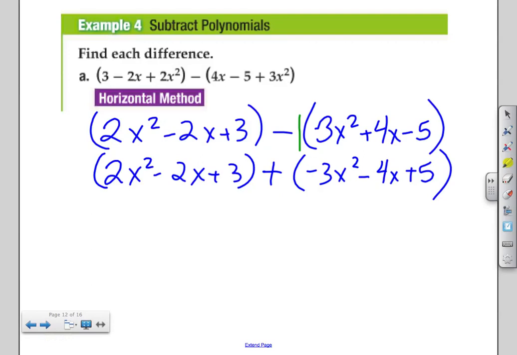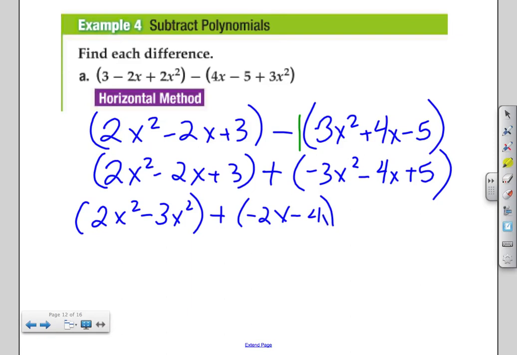Okay, now we're going to find our like terms. So we have 2x squared. Do we have another x to the second power? Yes, we do. Minus 3x squared. And we have negative 2x, and we have a negative 4x, plus our constants, 3 plus 5. 2x squared minus 3x squared is going to be negative x squared. And we have negative 2x plus a negative 4x. That's going to be minus 6x. And 3 plus 5 is 8.